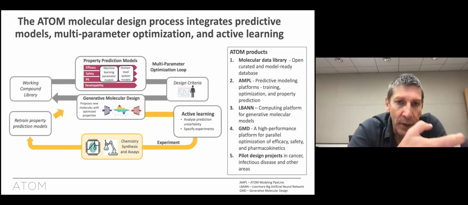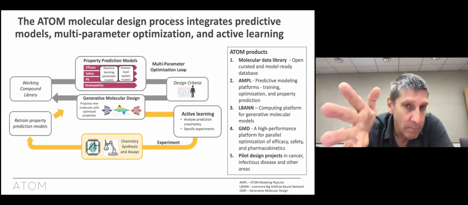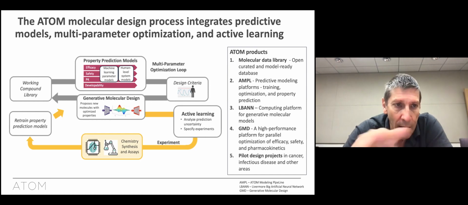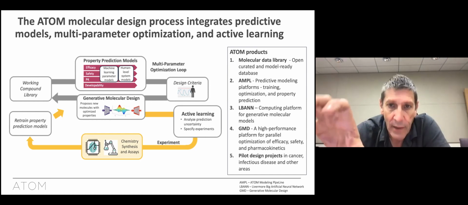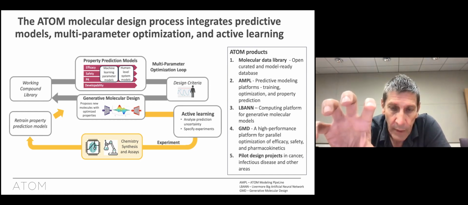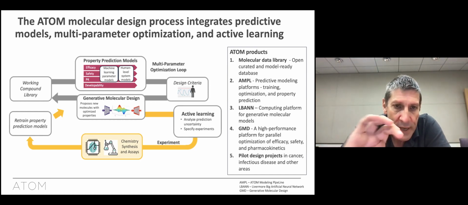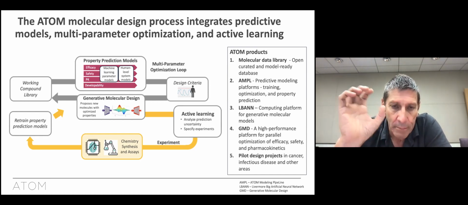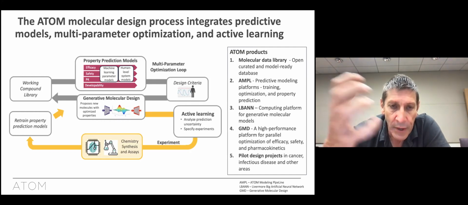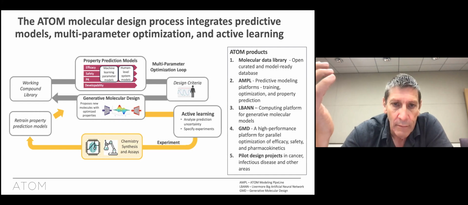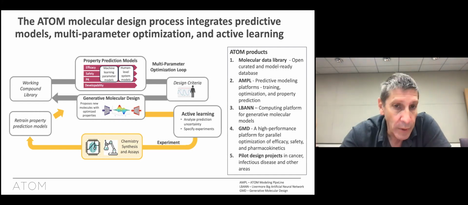And so we predict typically around 20 properties of each molecule, compare those to the design criteria, and then the generative molecular design block here actually projects those molecules into a learned latent space of a generative model, like for example, junction tree autoencoder is the one we generally use.